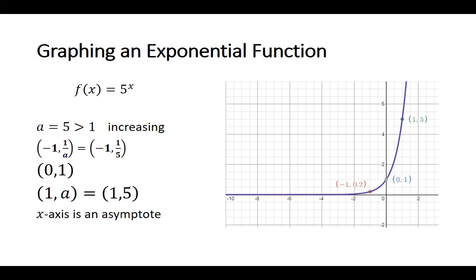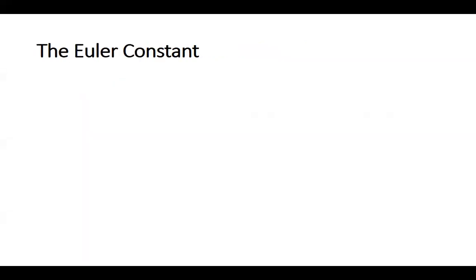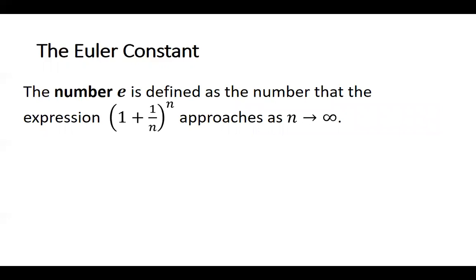So all of the things that we've used before for transforms work for the exponential function too. But I'm not going to go through and show that to you because it's the same thing that we've done over and over again. So let's talk about the Euler constant. Yes, that's Euler, not Euler. The number e is defined as the number that the expression 1 plus 1 over n, to the n, approaches as n approaches infinity.